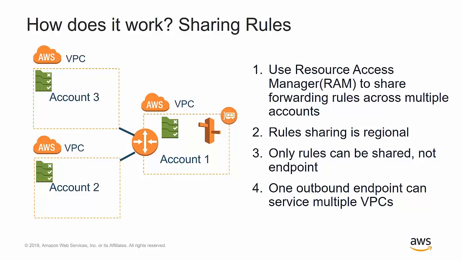Keeping in mind that only rules are what's shared, not endpoints directly. So the process is a VPC has an endpoint, and the endpoint has rules, and those rules are shared with other VPCs. You're never directly sharing the endpoint itself. You're sharing the rules, and the rules are attached to an endpoint. And so this way, one outbound endpoint can actually serve multiple VPCs. So it's not necessary for you to put an endpoint in every single VPC.